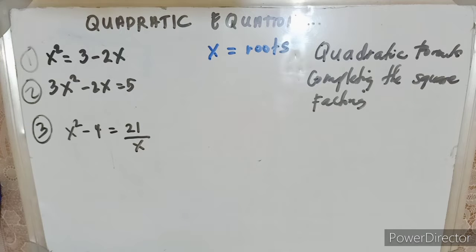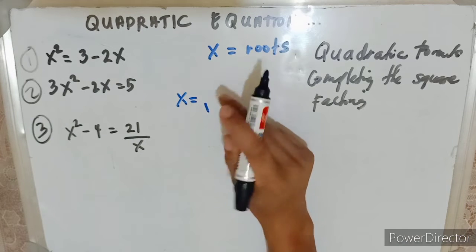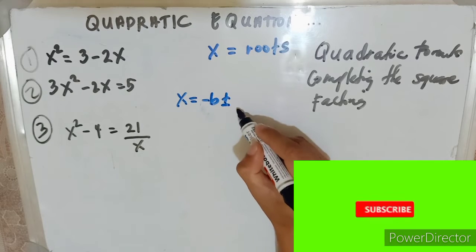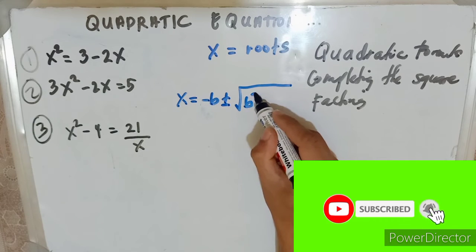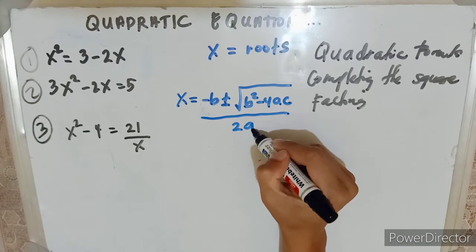Okay, and that quadratic formula states that the value of x is equal to the negative b plus or minus the square root of b square minus 4ac all over 2a.